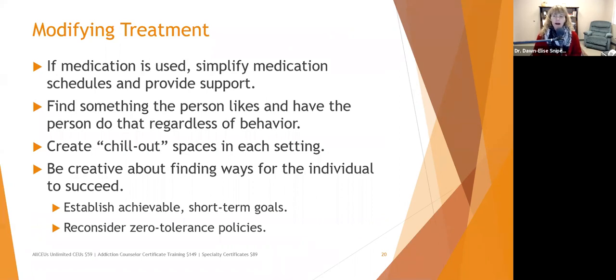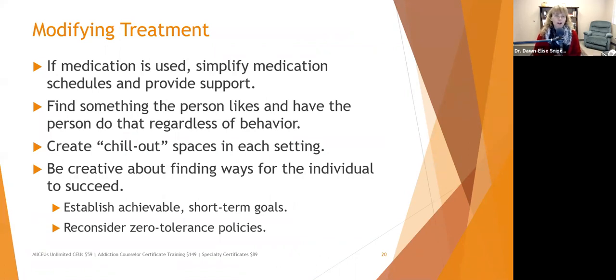Be creative about finding ways for the individual to succeed. Establish achievable short-term goals, set those good old SMART goals, and reconsider zero tolerance policies. Even if Jim Bob went all week last week without making a mistake, but then this week he's started doing it again, we don't want to have a zero tolerance policy where he gets sent to the principal's office as soon as he gets out of his chair or something.